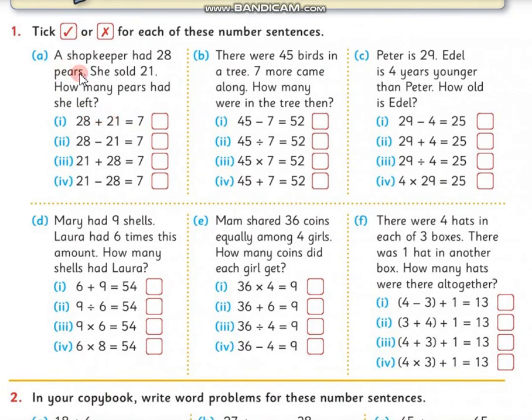So here a shopkeeper had 28 pairs. She sold 21. How many pairs had she left over? So we're looking here for the difference between. Okay, so is it 28 plus 21 equals 7? Is it 28 minus 21 equals 7? Is it 28 plus 28 equals 7, or 28 minus 28, or 21 minus 28 equals 7? So what you need to do is tick the one that is correct and put an X in the box next to the ones that are incorrect. Okay, so work your way down through the 6 of them.